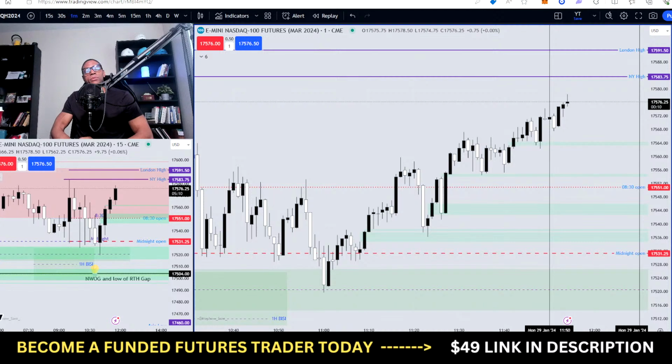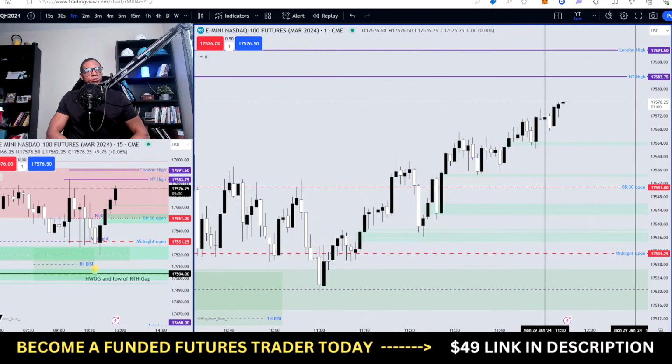ICT strat, I mostly like the 2022 mentorship model with the fair value gap built in, so the unicorn. But if the unicorn is not available, the 2022 model I also like, as well as the breaker block. So it's those three that I use mostly.